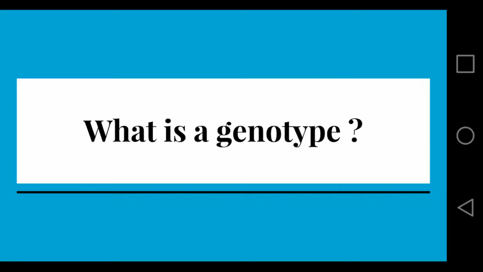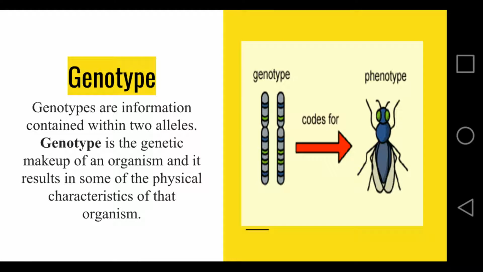What is a genotype? Genotypes are information contained within two alleles. A genotype is the genetic makeup of an organism, and it results in some of the physical characteristics of that organism.